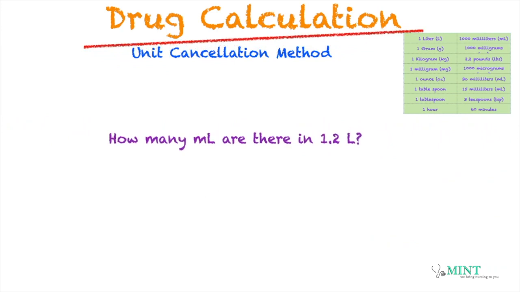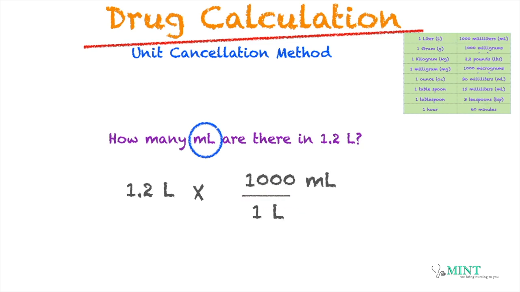How many ml are there in 1.2 liters? So again, we are going to look for what the problem is asking. In this problem, it is looking for ml. Now let's write down what is given to us. 1.2 liters, multiply that by the conversion from the table here, which is 1 liter is equal to 1000 milliliters. And this is how we're going to write it down: 1 liter is equal to 1000 ml.